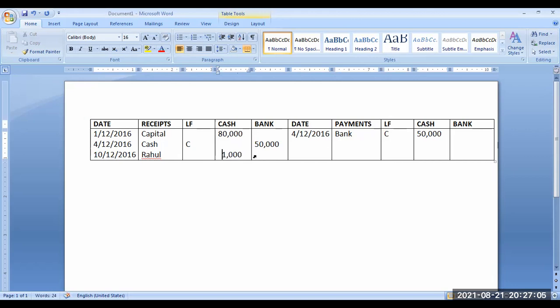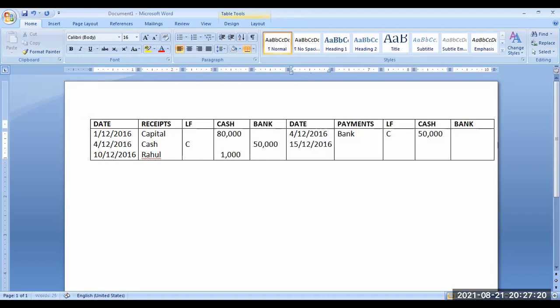15th. What is the transaction? You tell me first. Bought goods for cash. You purchased, so it is a payment for you. What is the date? 15/12/2016. Bought means purchases, for cash. What is the amount? 8,000. Next.